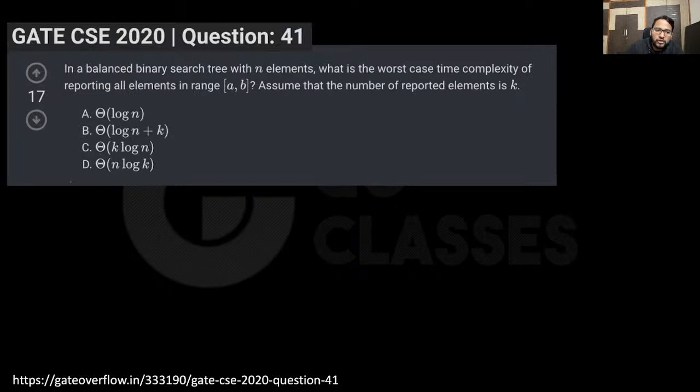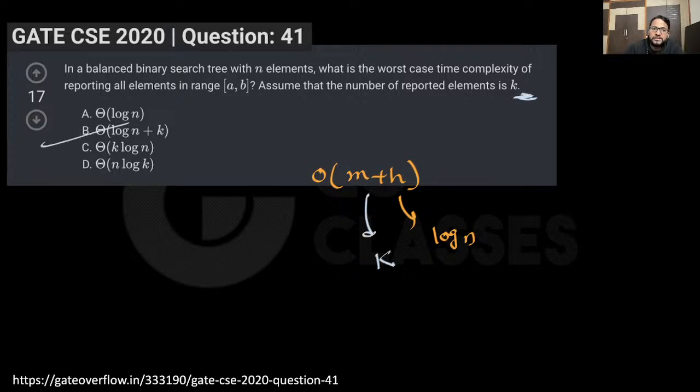Okay, so now let's solve this question. What this question is saying: in a balanced binary search tree with n elements, what is the worst case time of reporting all elements in range AB? They are saying balanced binary search tree. I know the answer is m plus h, where h is my height. Since it is a balanced binary search tree, h must be log n, and m is the number of elements, which they are saying is k. So this is k plus log n. So B is the correct answer. Let me know if you have understood this. That question has been asked very recently in GATE 2020.